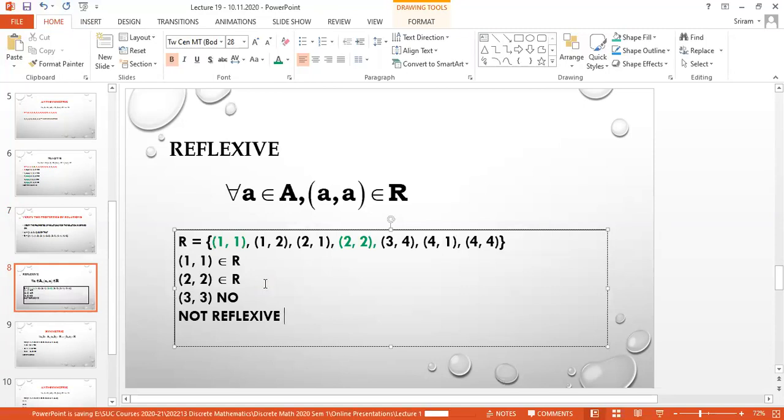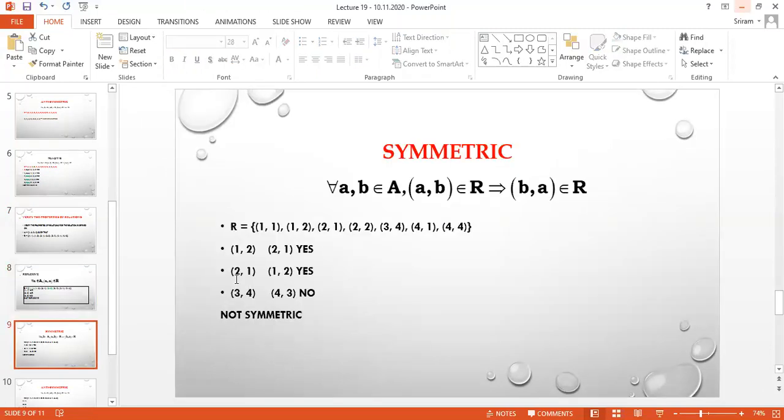Does everybody understand the idea now? This is a very simple idea, dear. Take the pair and check whether the pair exists or not. If you find no, then you write does not exist, so not reflexive. If the pair exists, then you have to move on to the next idea. The next one, I am going to check for symmetric.